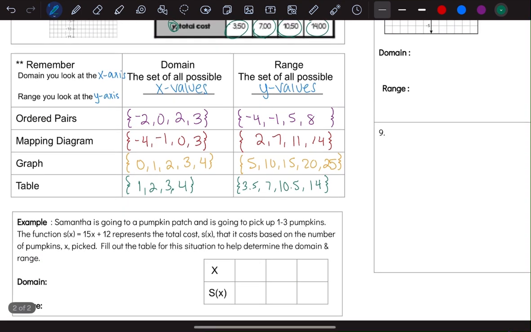All right, now for the example question. It says Samantha is going to a pumpkin patch and is going to pick up 1 to 3 pumpkins. The function s of x equals 15x plus 12 represents the total cost, s of x, based on the number of pumpkins x picked. Fill out the table for this function and help determine the domain and range.